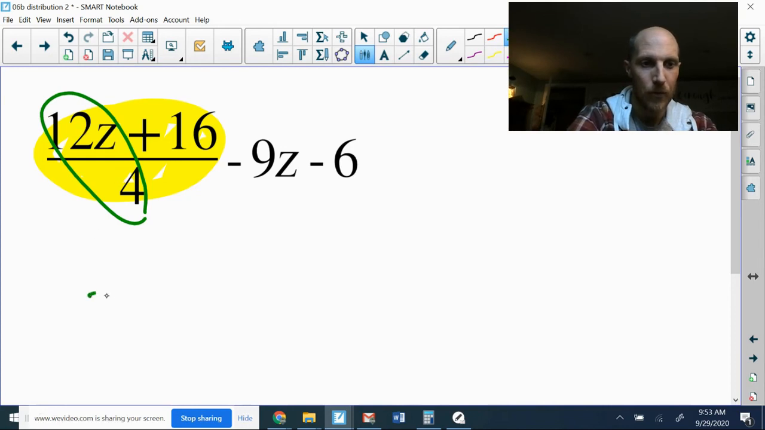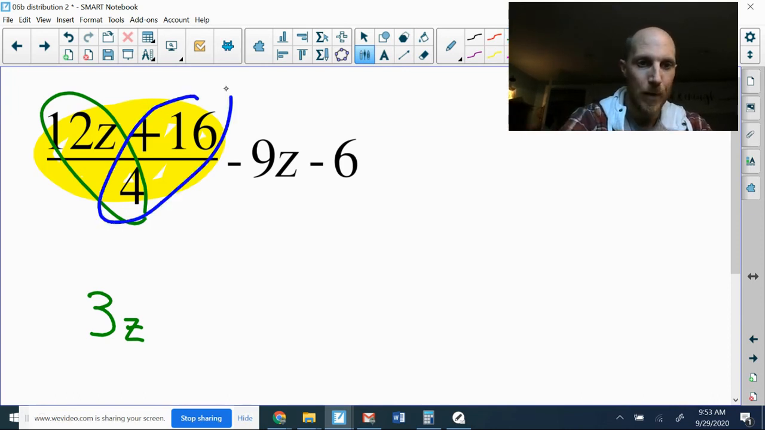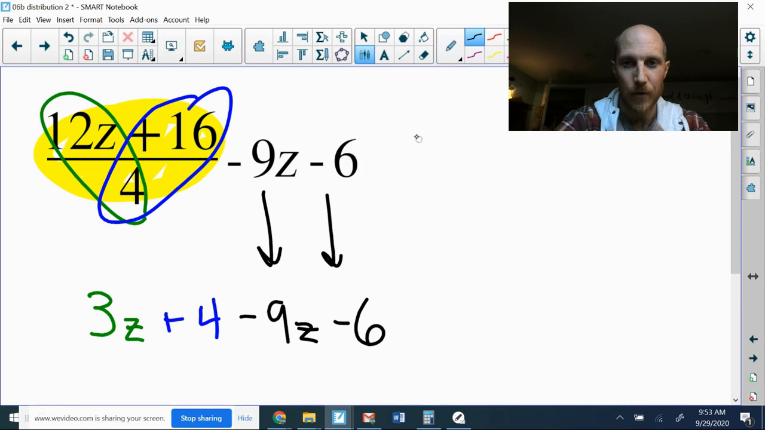12 divided by 4 is 3, and it had a z on it, so it's going to stay as a z. Positive 16 divided by 4, positive 4. And then I'm going to bring down the rest of the problem. Now I have some like terms I got to find. I'm going to combine the like terms.